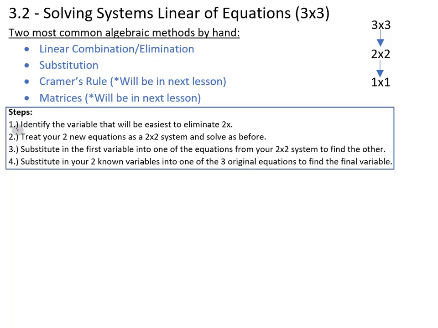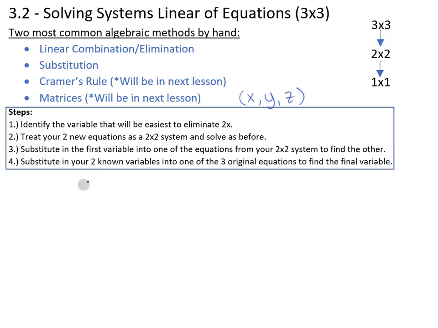As our steps here, the first thing we'll want to do is identify the variable that will be easiest to eliminate twice. Treat my two new equations as a 2x2 system like we did before, and solve like we did before, so eliminate another variable. Once we get down to our first answer, we're going to be writing our answer as something called an ordered triple. So specifically if it's x, y, and z, instead of an ordered pair, it's an ordered triple. Then x, y, and z are written in that order.